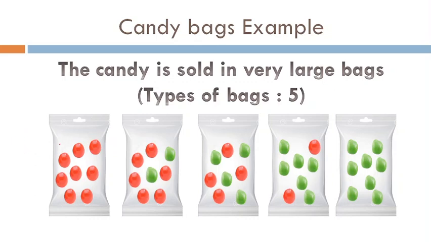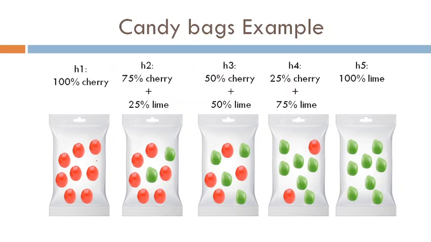See here, the first bag is considered hypothesis 1, which contains 100% cherry candies. Hypothesis 2 is 75% cherry candies and 25% lime candies. Hypothesis 3 is 50% cherry and 50% lime. Hypothesis 4 is 25% cherry and 75% lime, and hypothesis 5 is 100% lime candies. So five hypotheses are prepared based on the manufacturing.